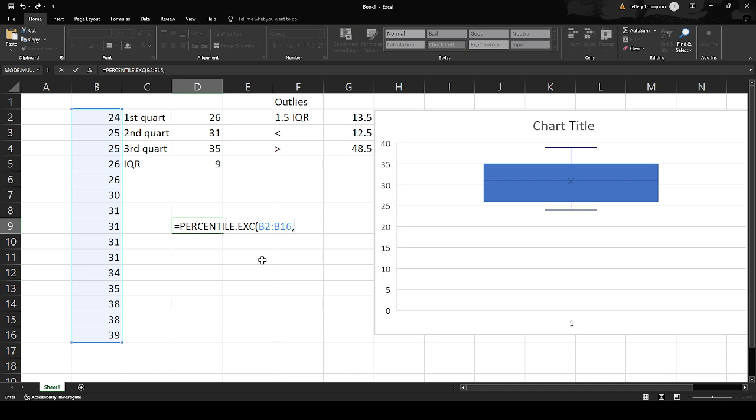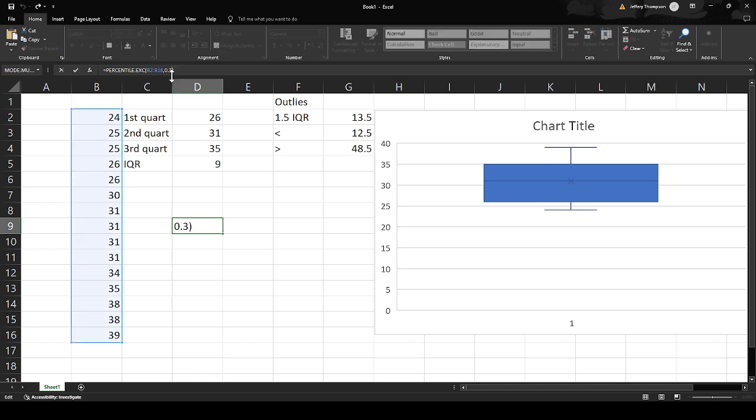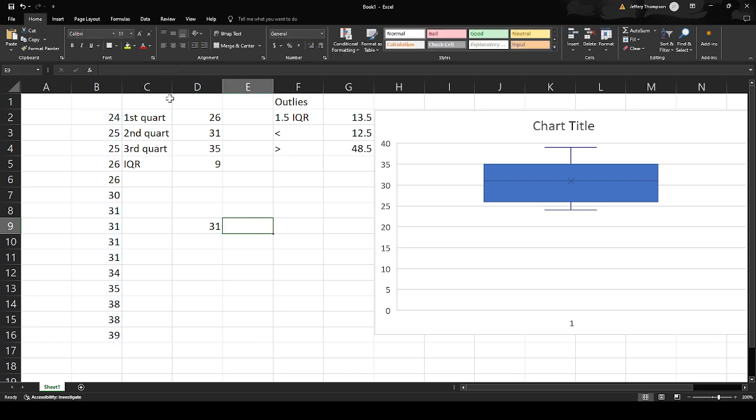And so this looks at it as a fraction. So 0.30 would be the 30th percentile. And that happens to fall on 26. If I come back up here and change the formula and say I wanted to look at the 60th percentile, well, that's where data value 31 is from here. So we can push out particular percentiles using the PERCENTILE.EXC function.